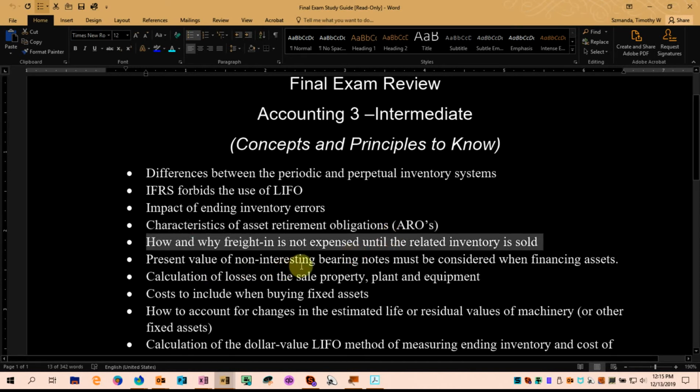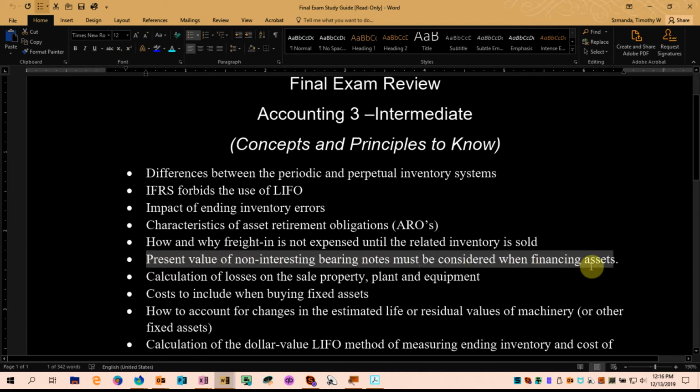Know how and why freight in is not expensed until inventory is sold. So just review the fact that freight in is generally capitalized in the inventory account until that inventory is sold. And review the present value of non-interest-bearing notes, and that they must be considered when financing assets.